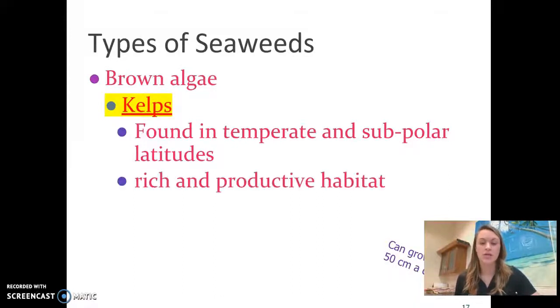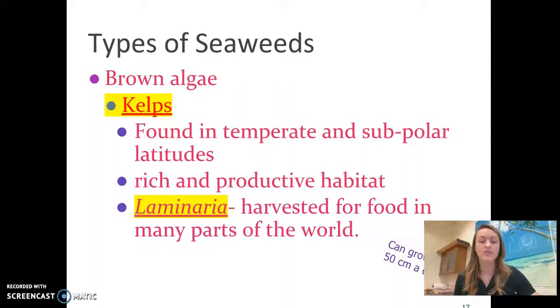Kelp forests are actually found in both temperate and subpolar latitudes, and they are a super rich and productive habitat. If you can imagine the amount of oxygen that is being put into the water from all these kelps, and the amount of biodiversity and the number of species that these particular regions can hold, it is phenomenal.